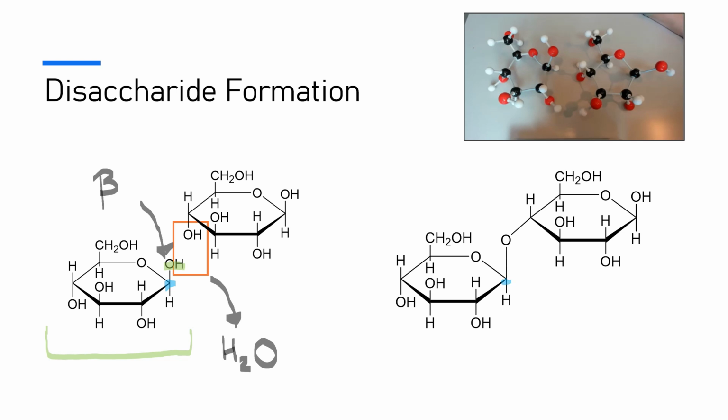Looking at that anomeric carbon on the first monosaccharide, it produced that beta linkage because it's in the same direction in which it started. We need to know the carbon numbers. So here we have carbon 1, here we have carbon 4. Thus, this is a beta 1,4 glycosidic linkage.